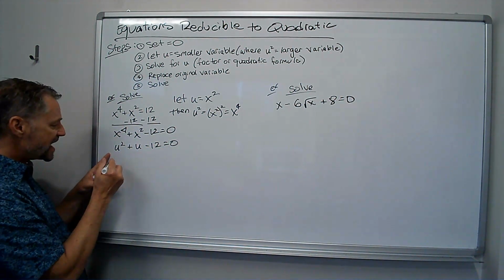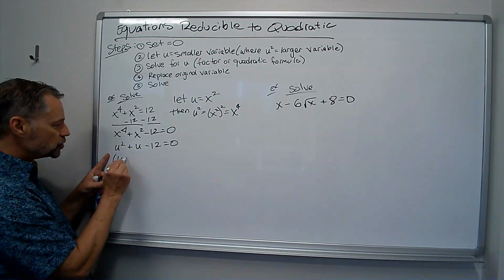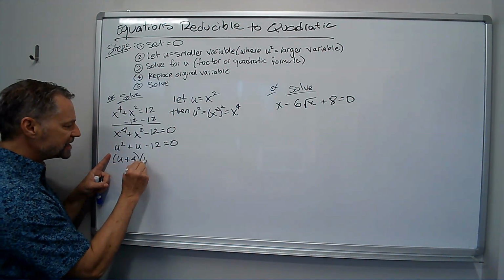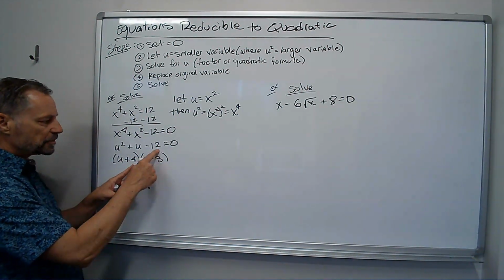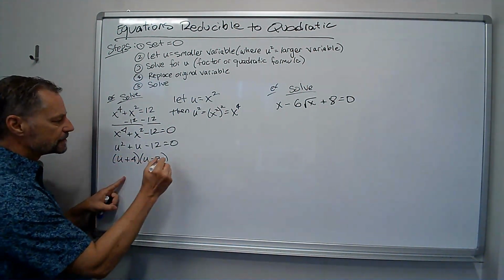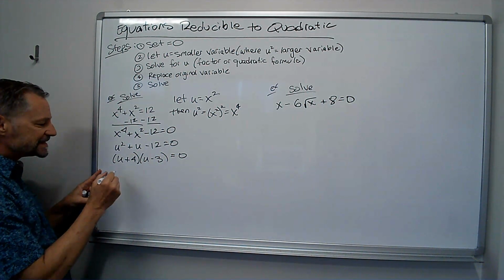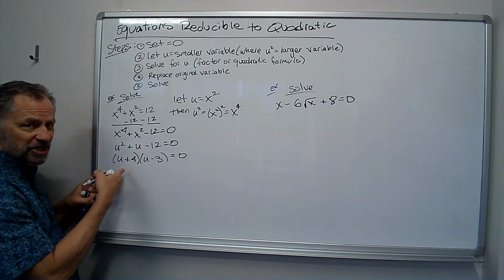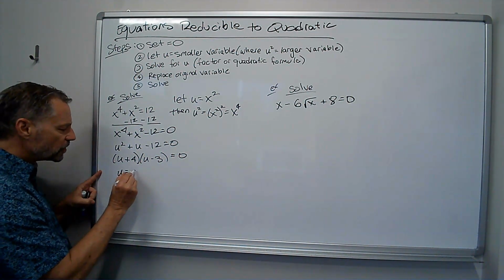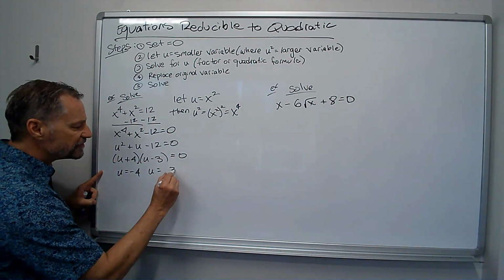And then I can either factor or use the quadratic formula. This does factor. Let's see. It's u plus 4, u minus 3. Those are going to multiply to negative 12. They're going to add to the 1. u squared plus u minus 12 equals 0. We set these equal to 0 and solve. I'm just going to do that. We're going to get u equals negative 4 and u equals positive 3.